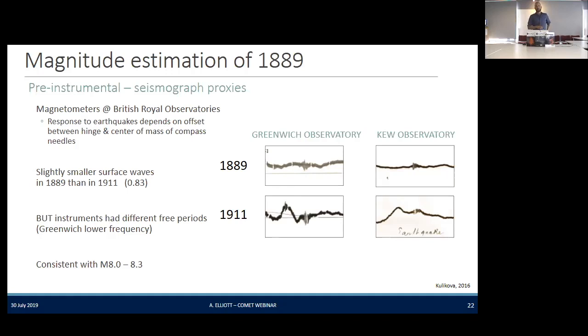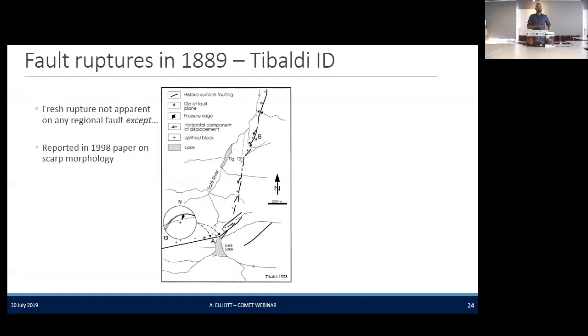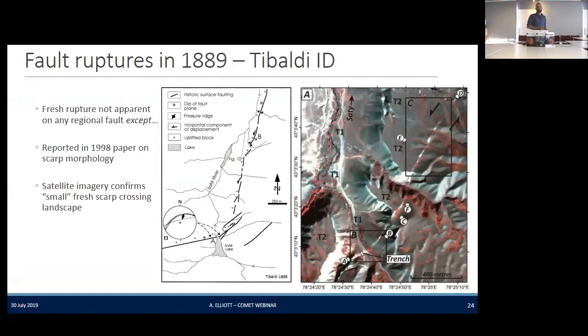This is actually a problematically high magnitude. And so what we've done subsequently is gone out to the field and tried to understand what faults in the world that hadn't really been found had come together to produce this massive earthquake. So the earliest reports of ruptures from it were from the 90s, where a scarp was identified in southern Kazakhstan, pictured here in this satellite image.